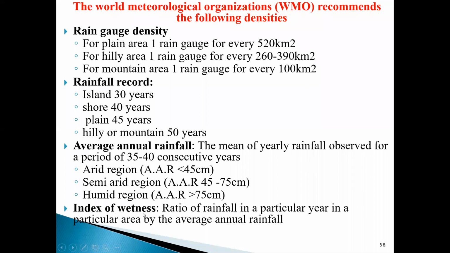Next, index of wetness. These are the definitions. It is the ratio of rainfall in a particular year, in a particular area, by the average annual rainfall. This gives you the index of wetness. It's a number. The more the index of wetness, the more rainfall has taken place in that particular area. Index of wetness is basically the ratio of rainfall in a particular year in a particular area by the average annual rainfall of that particular area. Because average annual rainfall is always based on the mean yearly rainfall for 30 to 40 consecutive years, by this you can know whether the rainfall is less, moderate, or high.